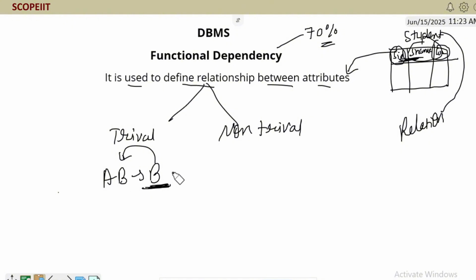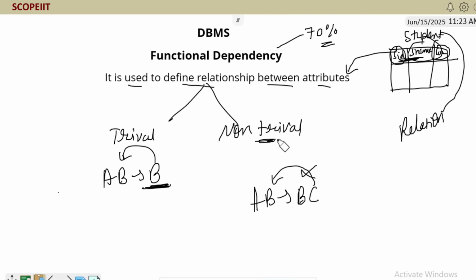Try to understand this example. AB tends to B. Here you can see on the right hand side we have B. Is B present on the left hand side? Yes. So it is a trivial functional dependency. Understood? And one more thing: all elements of the right hand side should be present on the left. Then only it is trivial. Now tell me, is AB tends to BC trivial? No, it is not trivial. Why? Because C is not present on the left. So AB tends to BC is an example of non-trivial functional dependency.